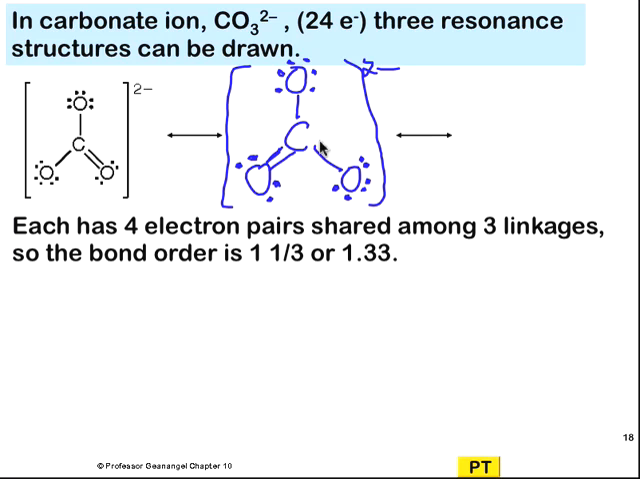Now notice if we look at either of these, there are 3 carbon-oxygen linkages. And there are 1, 2, 3, 4 pairs of electrons participating in those linkages. Therefore, the bond order would be 4 pairs of electrons divided by 3 linkages, so the bond order would be 4/3, or 1 1/3, or 1.333.